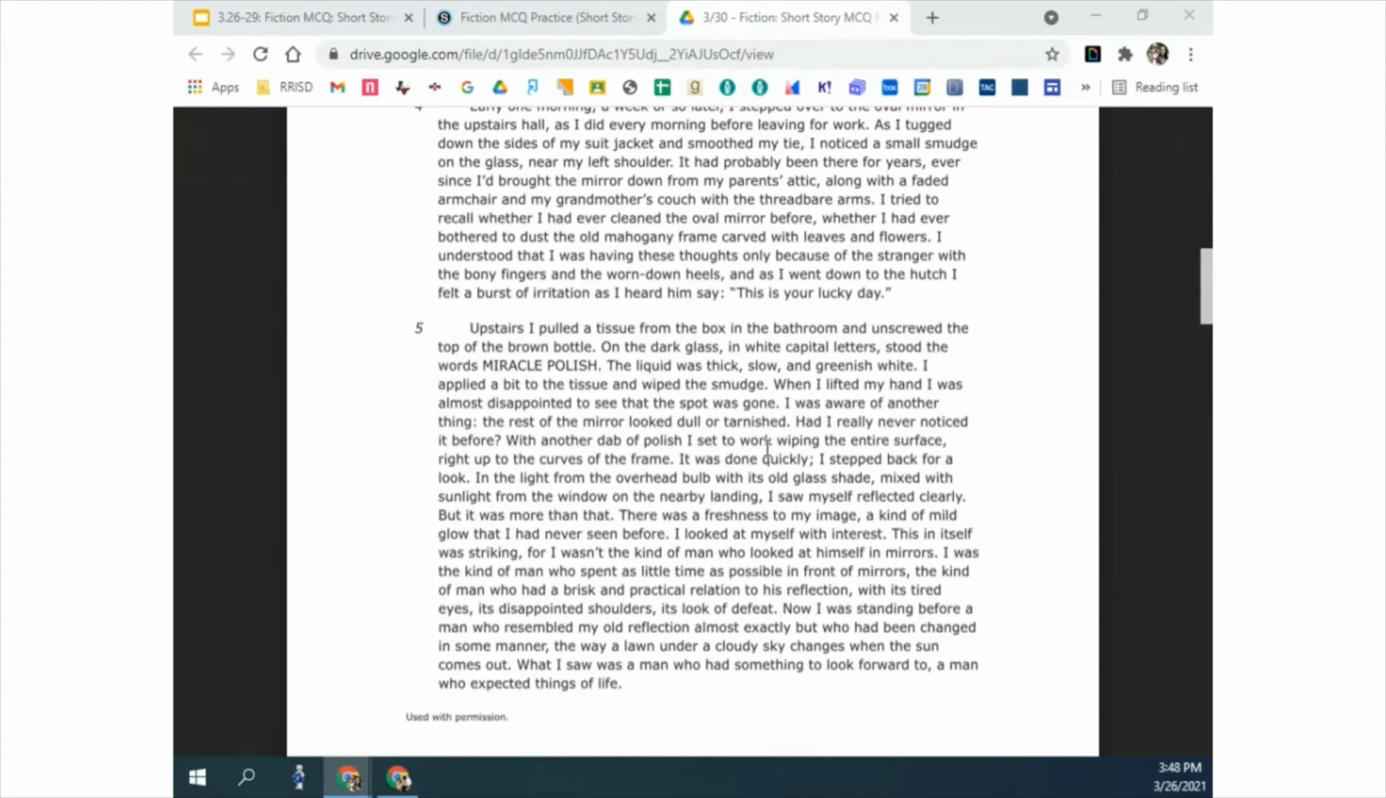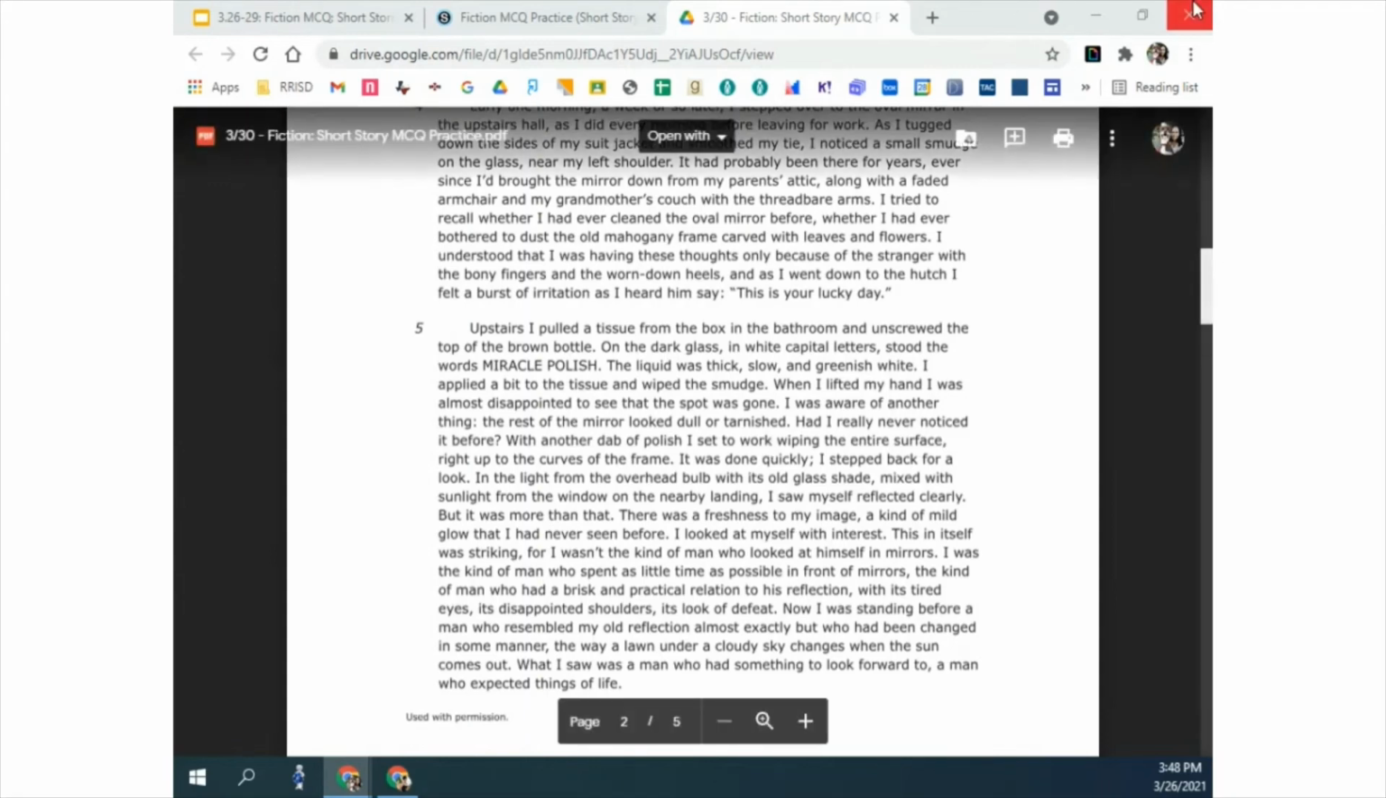This in itself was striking, for I wasn't the kind of man who looked at himself in mirrors. I was the kind of man who spent as little time as possible in front of mirrors, the kind of man who had a brisk and practical relation to his reflection, with its tired eyes, its disappointed shoulders, and its look of defeat. Now, I was standing before a man who resembled my old reflection almost exactly, but who had been changed in some manner, the way a lawn under a cloudy sky changes when the sun comes out. What I saw was a man who had something to look forward to, a man who expected things of life.